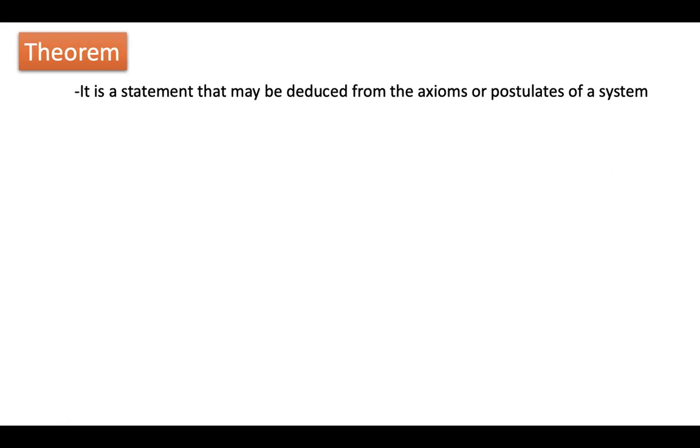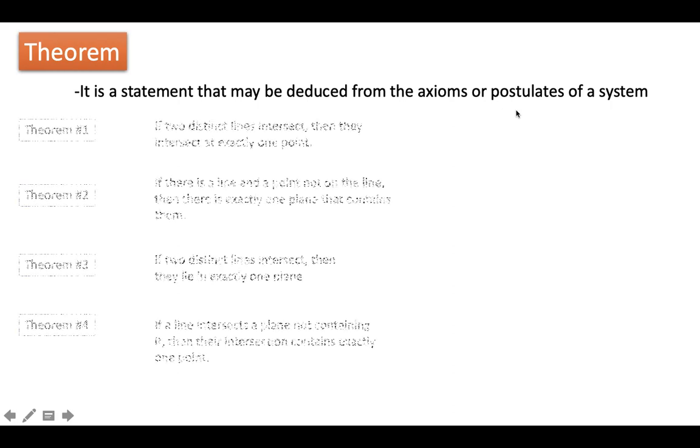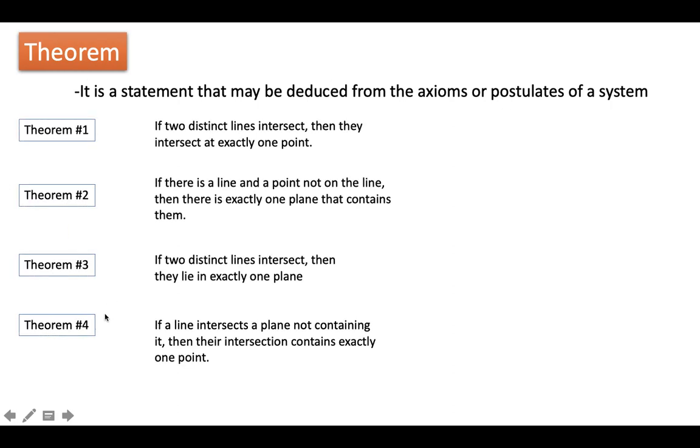A theorem is a statement that may be deduced from axioms or postulates of a system. So we know that theorems are already proven, and these can be proven by using the axioms or postulates that we have learned a while ago. So we have here some basic theorems which are related to the postulates that we have learned a while ago.